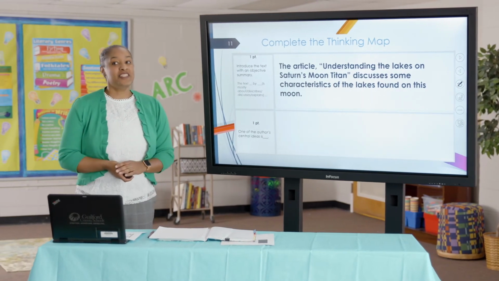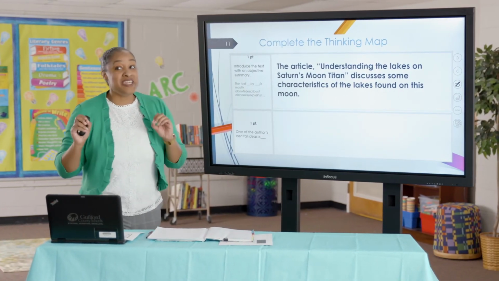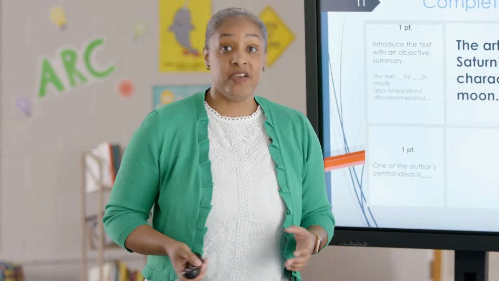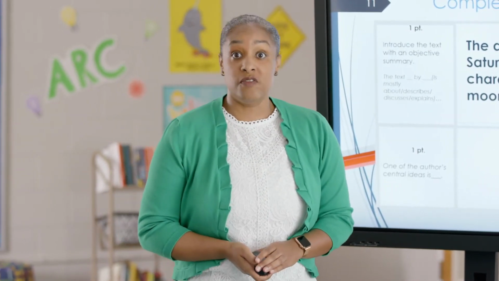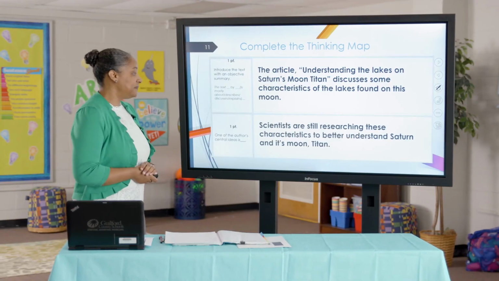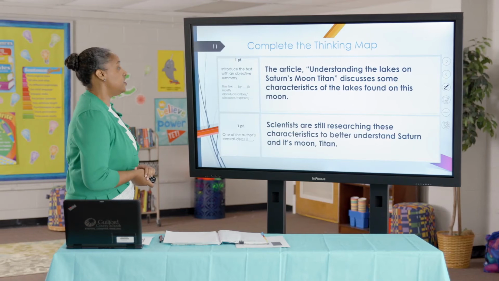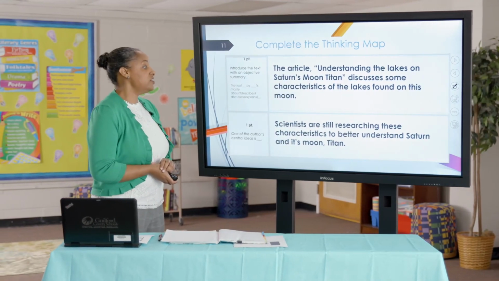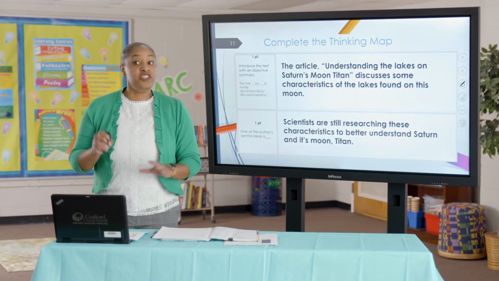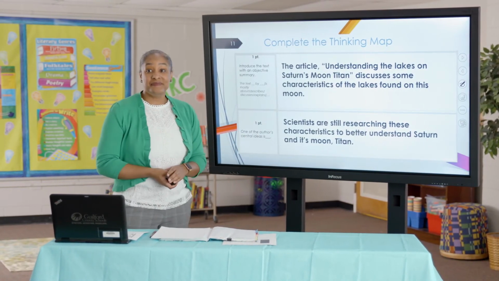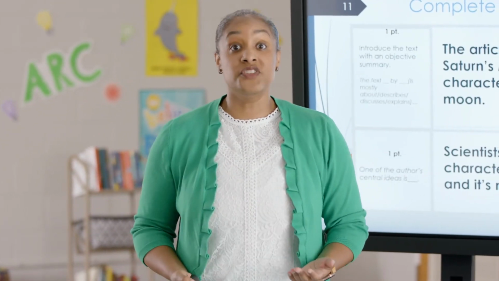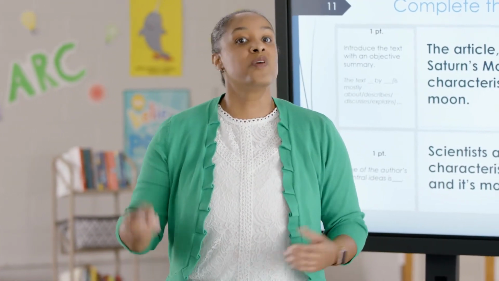Let's take a look at our central idea. This is the big one here. I really want to see, were you able to identify the primary central idea within our article for today? Here's what I come up with. Scientists are still researching these characteristics to better understand Saturn and its moon, Titan. Did you come up with something very similar? Again, this is a skill we're going to continue to work on throughout the school year, so don't get frustrated. We're in this together.